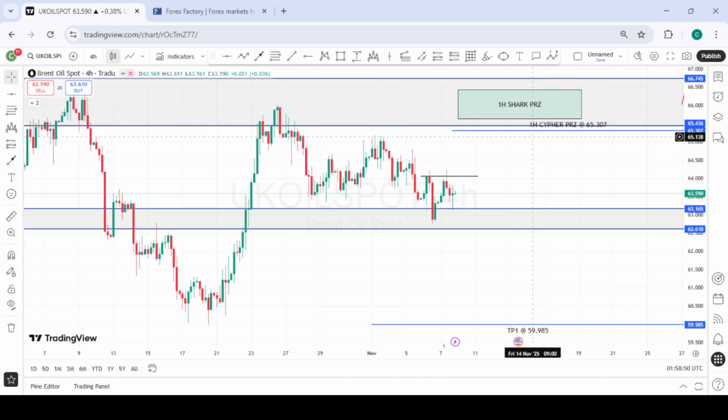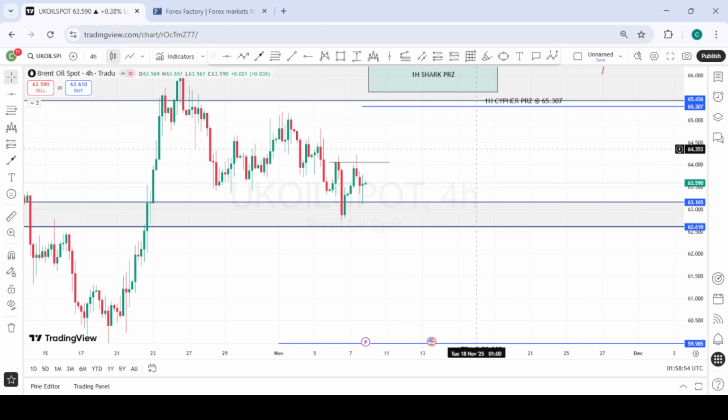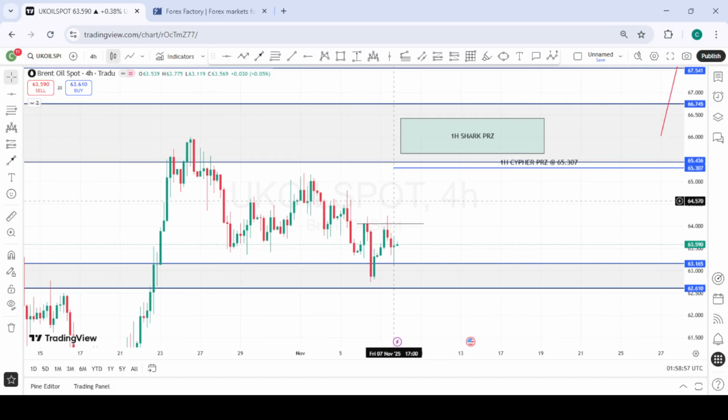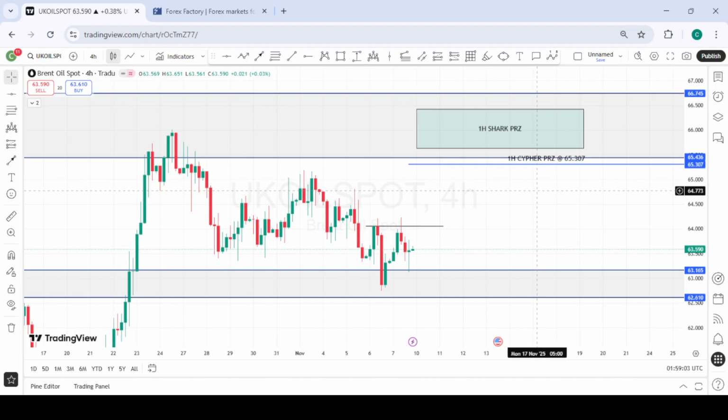We have here Brent crude oil. So last week we were anticipating the price was going to pull back. It was going to give us a bat formation here, but looking at the developments now, price is likely going to form a possible cipher or shark pattern on the 1 hour time frame.